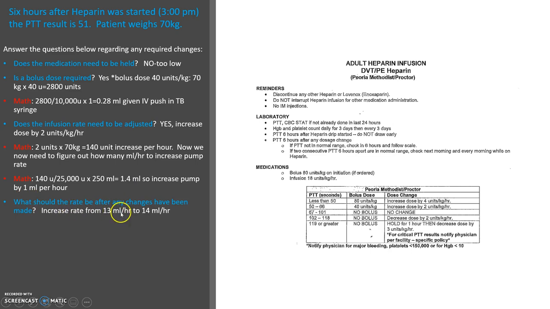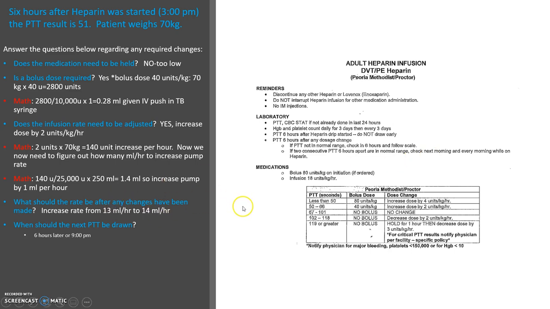When we've done our bolus dose and our change, when we leave at 3 p.m., our pump rate should just be at 14 milliliters per hour. So 6 hours later, that should be at 9 p.m., where we're going to do another PTT. We're going to keep doing these PTTs every 6 hours until we have 2 consecutive PTTs that are in the normal range. After that, we can just check that PTT every morning.